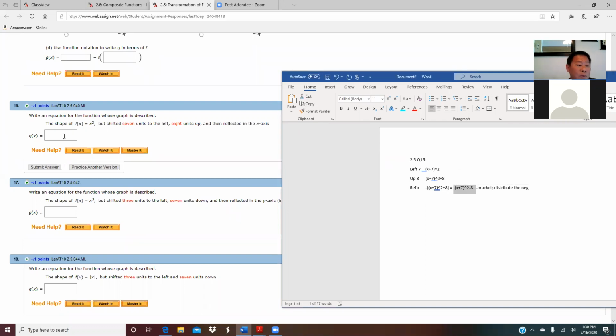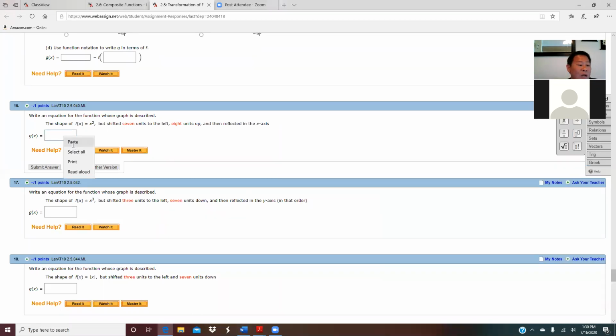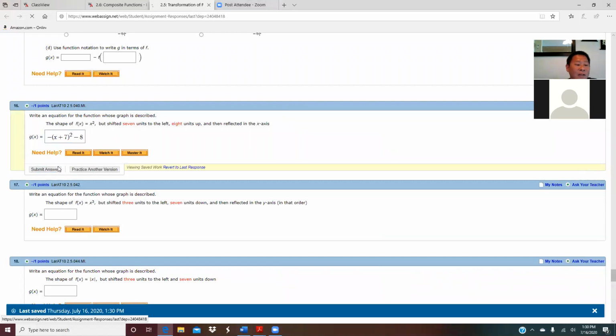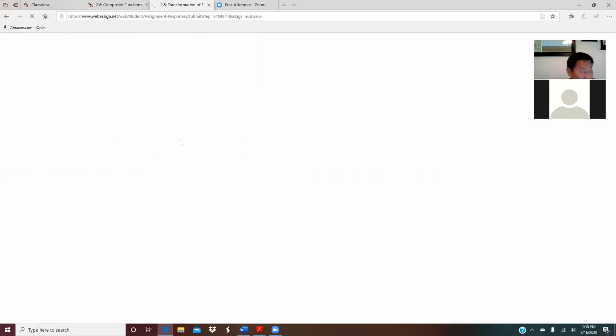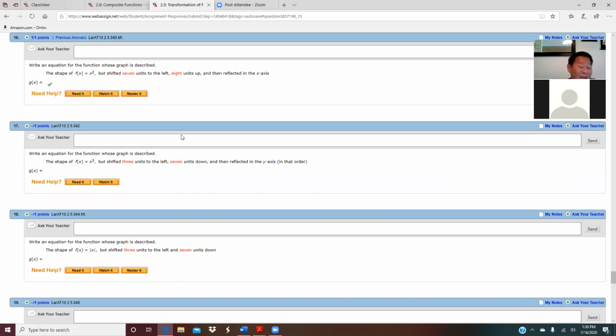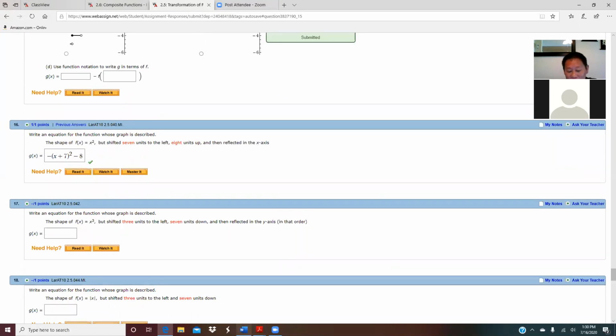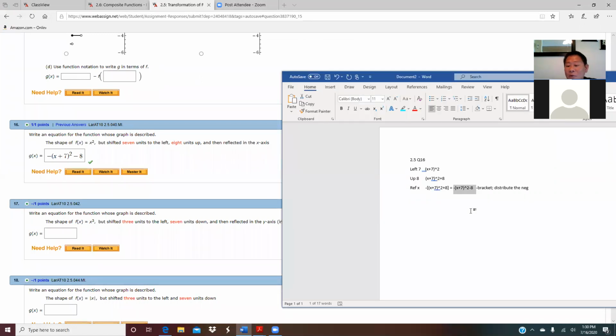A lot of students did not distribute the negative on it. They will mark it wrong, which I totally disagree with the way that they do it. I don't know why they have to distribute the negative. Usually you don't, you just put a negative in front. So this is how we do question 2.5, question 16.